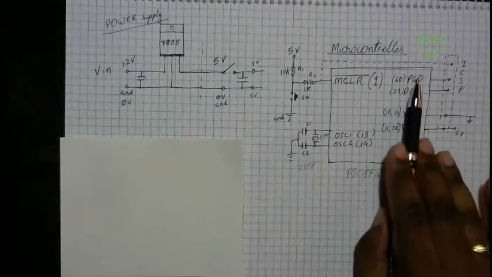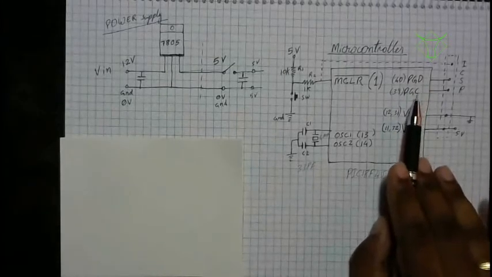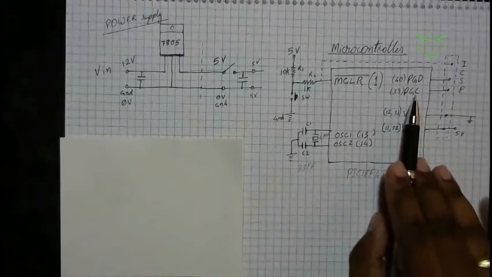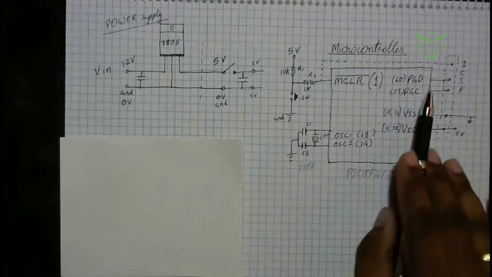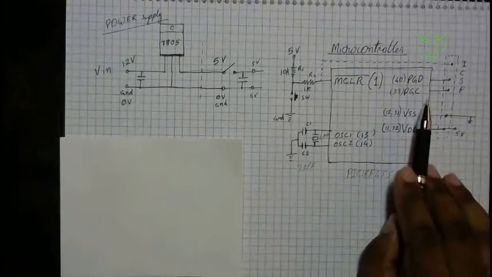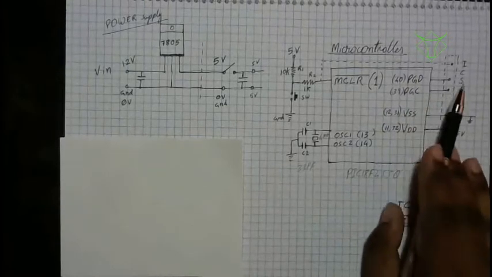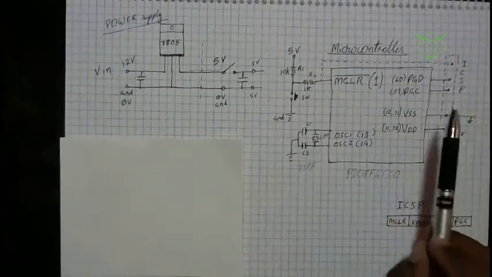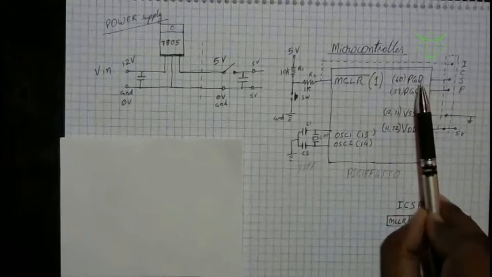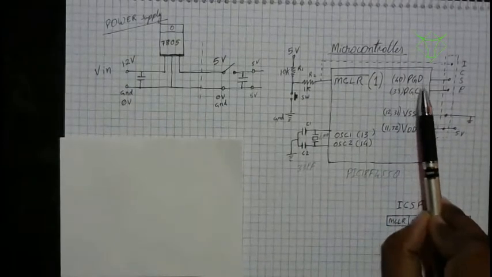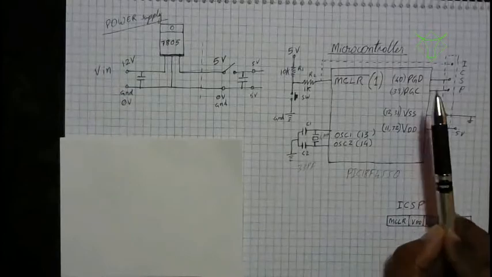Now PGD and PGC are pin numbers 40 and 39. You use these two pins while programming, and once it is programmed, you can use these two pins as IO pins, input output pins. You can connect LEDs or switches. So while programming, these pins are recognized as PGD and PGC.